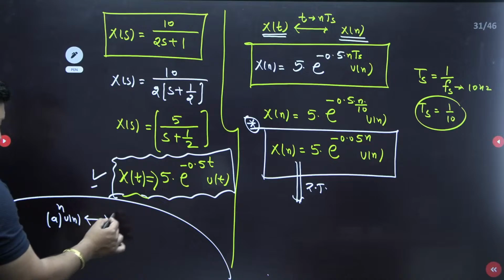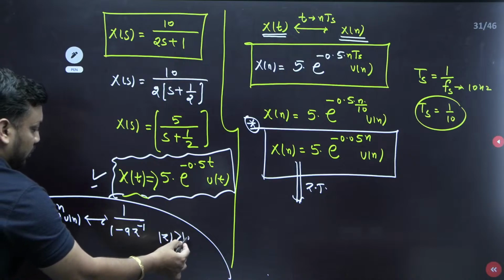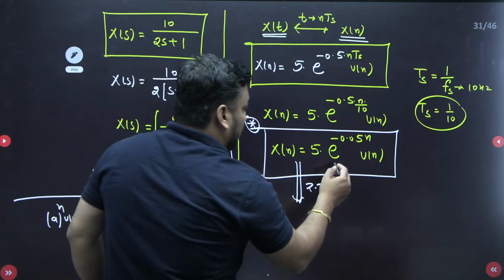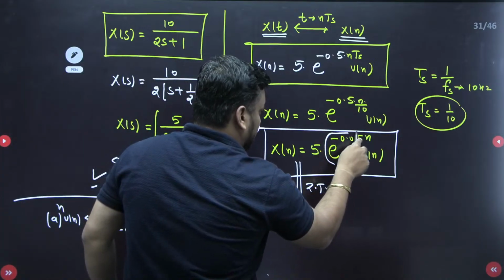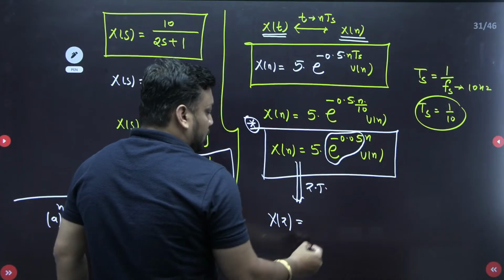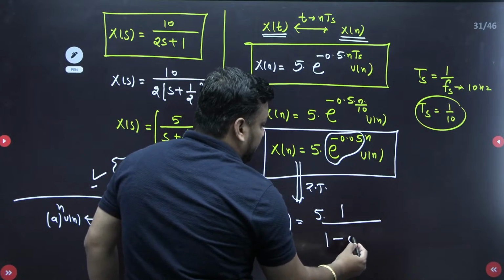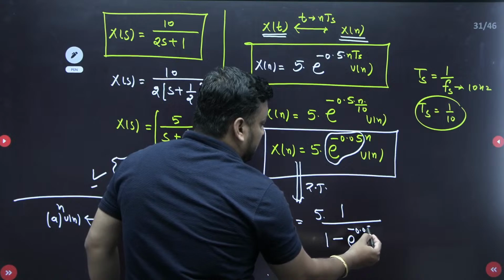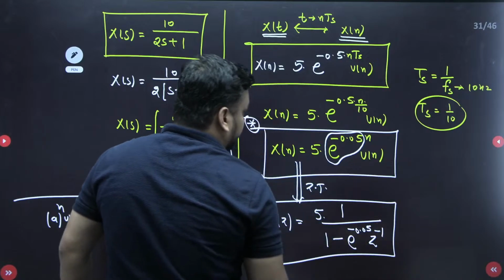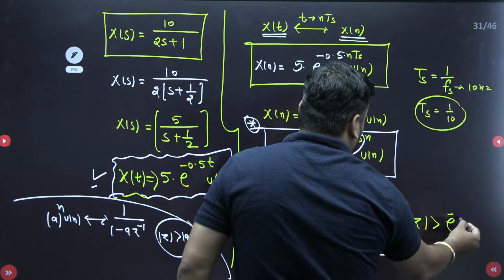a to the power n u of n is nothing but 1 upon 1 minus a z inverse. So ROC is mod of z greater than mod of a. It means here you have to decide what is a. So this is a. So X of z is nothing but 5 times 1 upon 1 minus e to the power minus 0.05 z inverse, where mod of z is greater than e to the power minus 0.05.